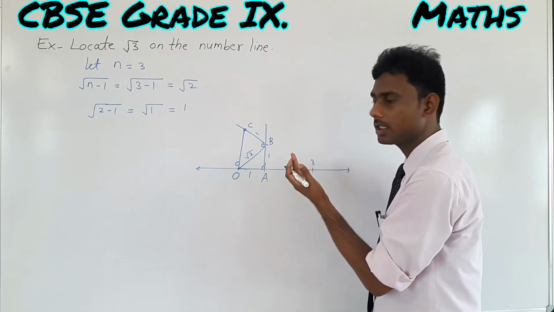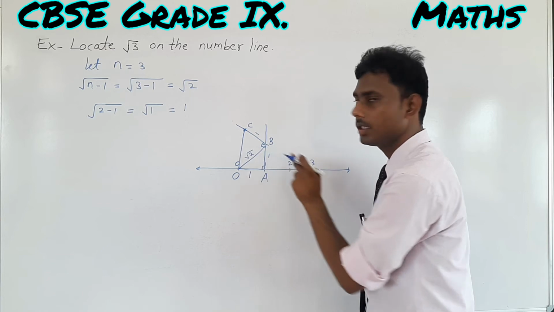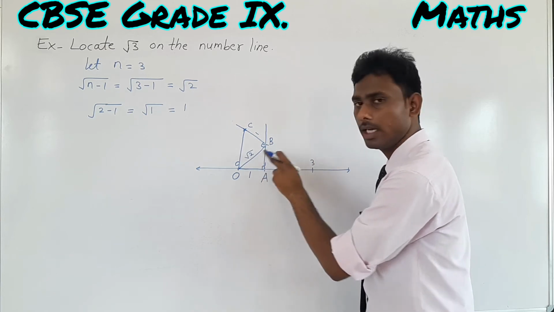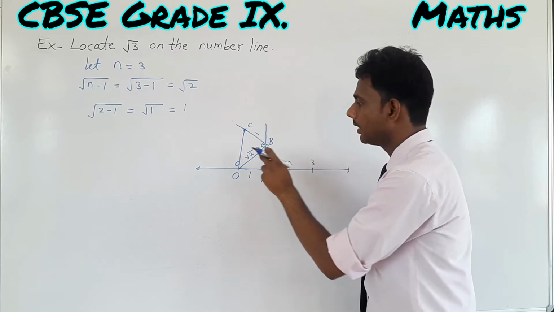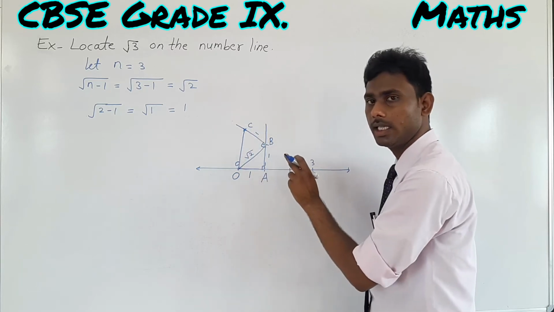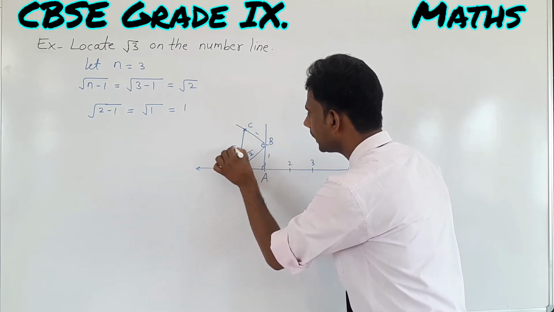Again using Pythagoras theorem. This side square plus this side square equal to this side square. Root 2 square 2. 1 square 1. 2 plus 1, 3. OC square equal to 3. Then OC equal to root 3. This OC represents root 3.